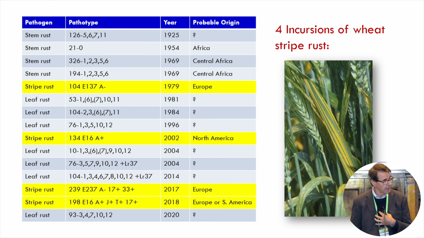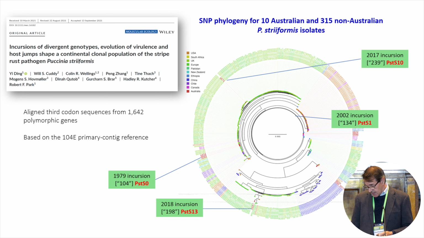I did the race analysis on that. We looked at 800 samples from last year. The vast majority of them were one of these two incursions from 2017 and 2018. How do we know where they've come from? Well, we're doing whole genome sequencing. This is a phylogram showing 10 representative Australian isolates of that wheat stripe rust pathogen, including those 4 incursions, and 315 non-Australian isolates. We've been able to fit them into a global phylogeny, and that's allowed us to trace them back to figure out where they came from.